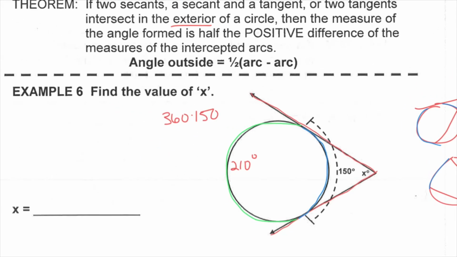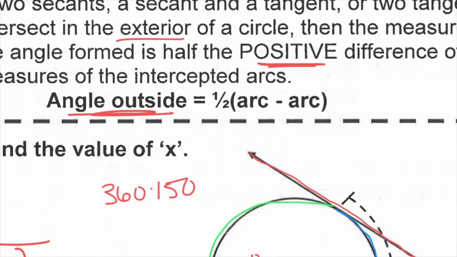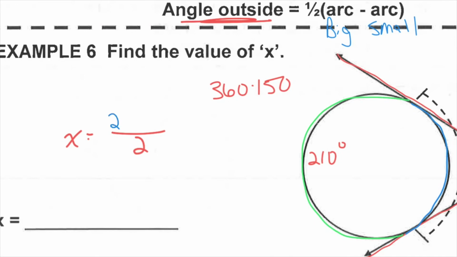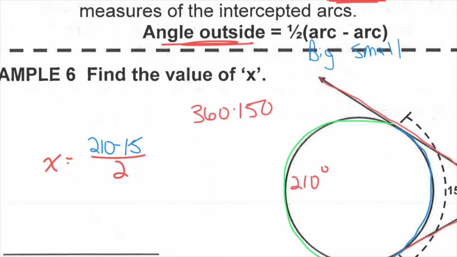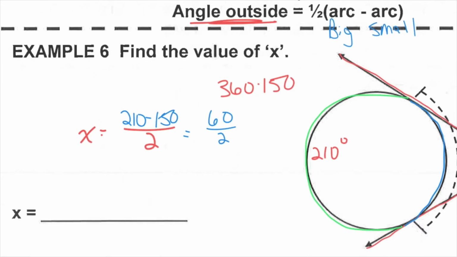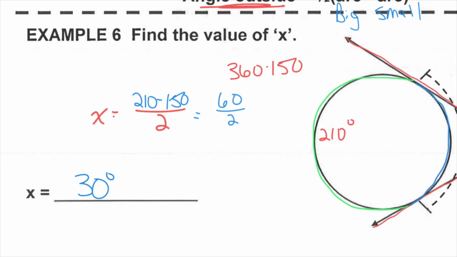Now it says right here, this is the outside angle. Okay, that's what it's talking about here. I'm going to put x. What it says is half the positive difference. So we're going to divide whatever we do by 2. But what you always do here is take your big arc, the larger of the arc, minus the small arc, okay? So this is going to be 210 minus the 150. Well, 210 minus 150 is 60, and 60 divided by 2 gives me my angle of 30 degrees.